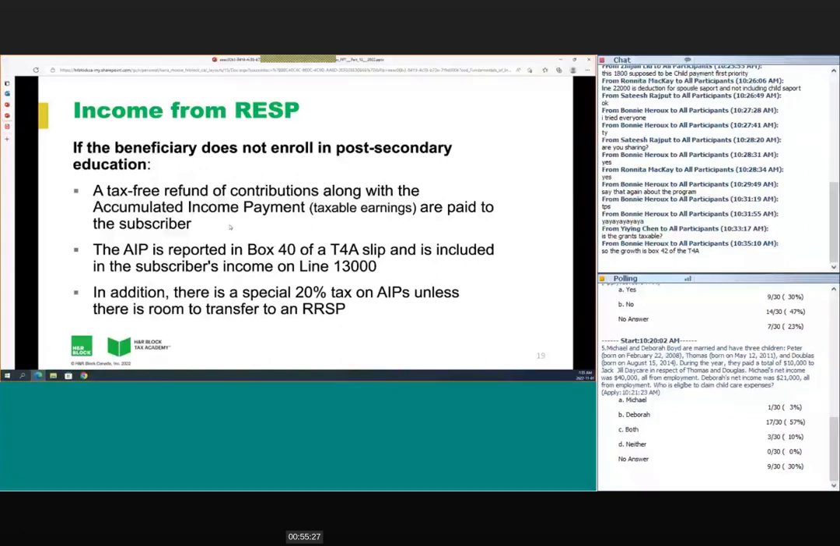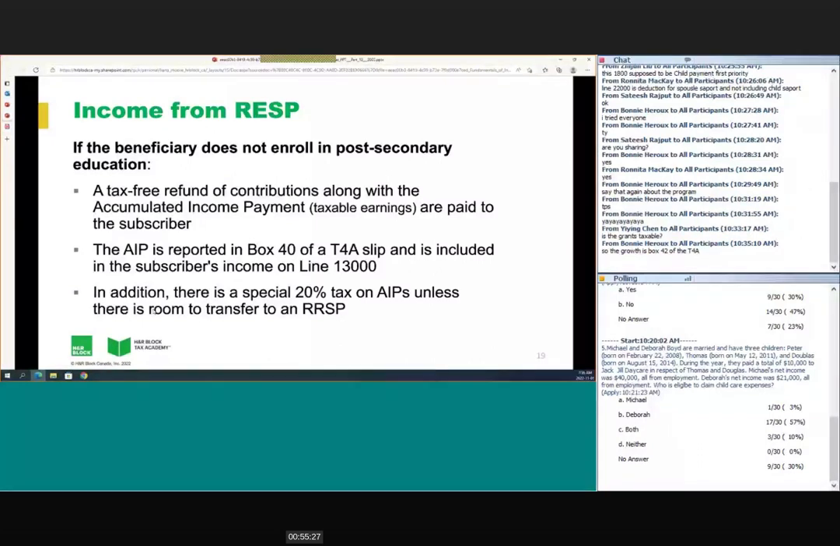Now, what happens if your beneficiary does not enroll in post-secondary education? You'll get a tax-free refund of the contributions, again, no tax implications, along with the accumulated income payments, which are all taxable, and they will go back to the subscriber. So whoever put it in, it could have been a grandparent, could have been a parent. So the AIP is reported in box 40 of a T4A slip and has to be included in the subscriber's income, line 13000.